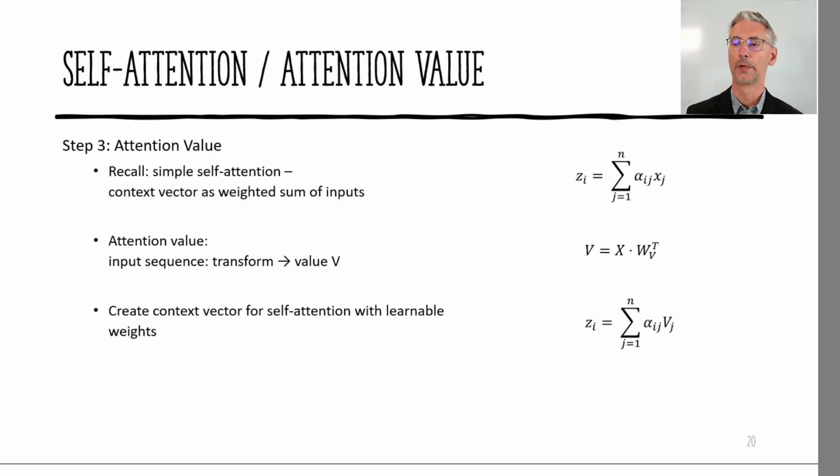Right, and here we have essentially the same thing. Now we attach attention value, we call the simple self-attention again, right? We now don't base it on X again, but we have another weight matrix for V, for the values, and this creates our context vector for the self-attention with learnable weights.